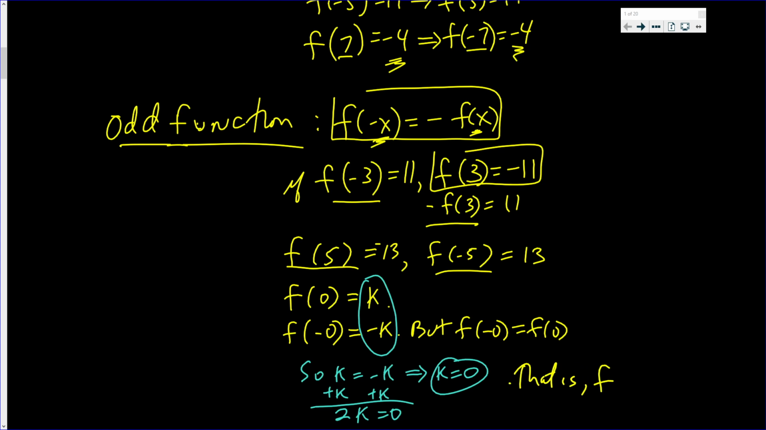That is, f of 0 has to be 0. Every odd function, f of 0 has to be 0. Because f of 0 and f of negative 0, on one hand, they must differ by signs. But on the other hand, they have to be equal. The only way k and negative k can be equal is if k is 0. That is, f of 0 must equal 0 if f is odd. That's called the theorem.